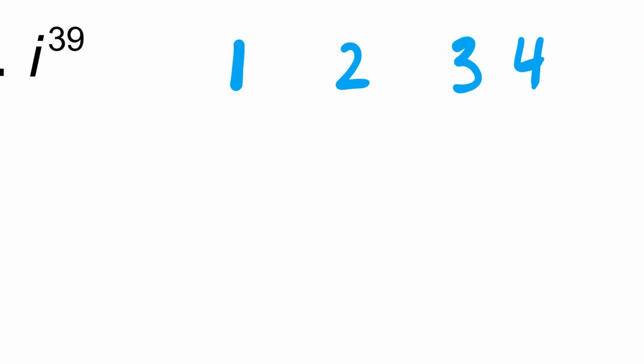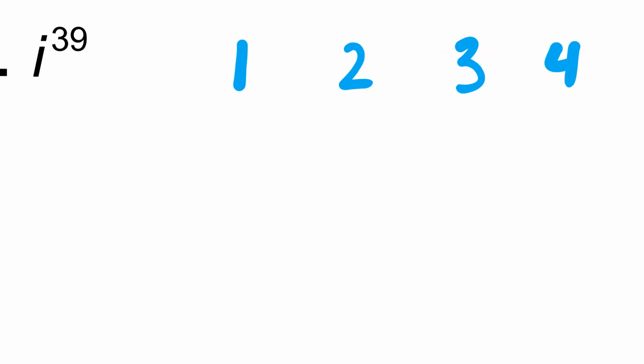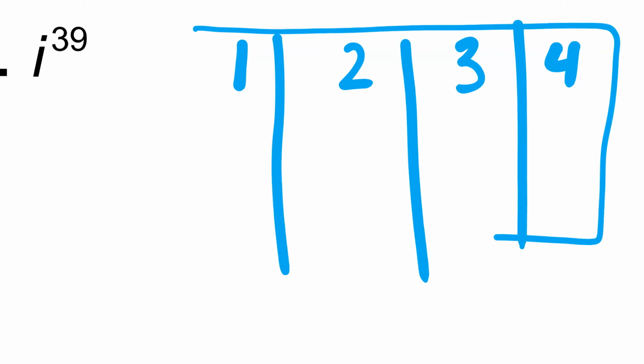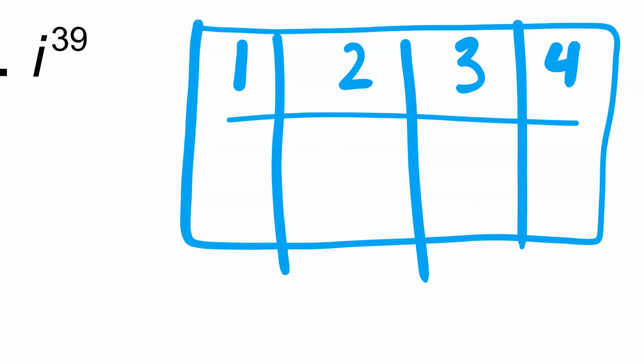Okay, i to the 39. So there's a pattern. One moment, I'm making myself a little table. i to the first power, i. i squared, negative 1. i to the third power, negative i. And i to the fourth, 1.